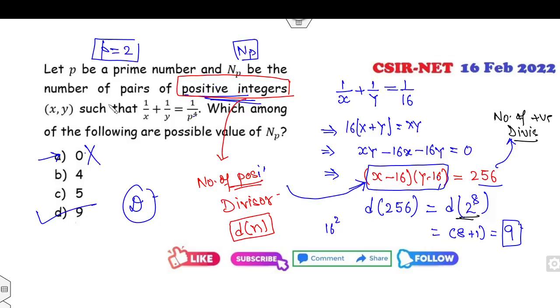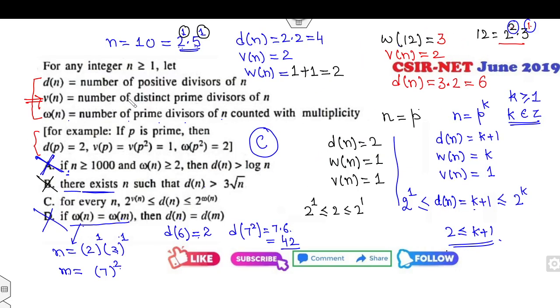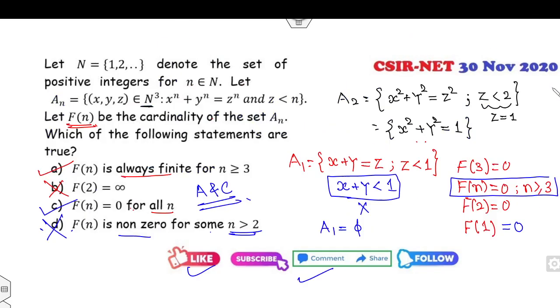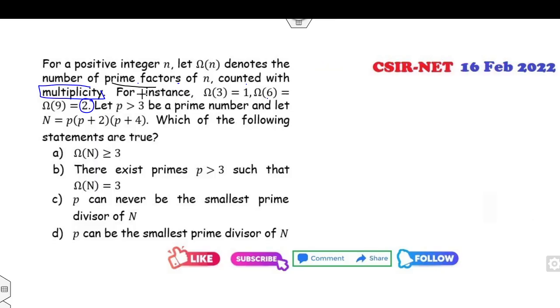Which question is similar to this one? This one. That is the omega of n, the same as the number of prime divisors with multiplicity. That's the meaning of omega of n. You can see it's from June 2019 and this one is February 2022. That's why previous year questions are very, very important to solve before going to the examinations.